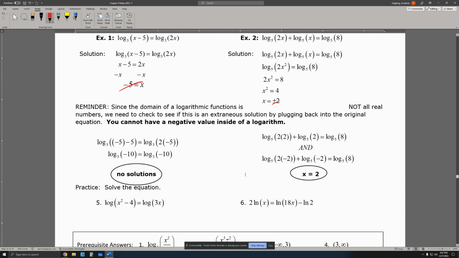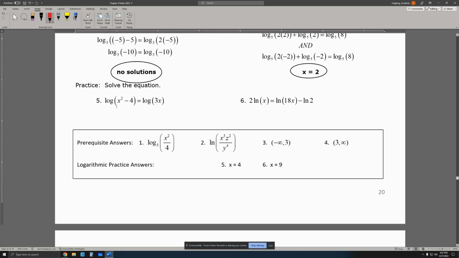All right? Let's get some practice. So let's go ahead and solve this here. I noticed that these are both the common log. There's no base written, so we can assume it's log base 10. Because we have the same base, we can set those arguments equal to one another. x squared minus 4 equals 3x. Setting this equal to 0, we get x squared minus 3x minus 4 equals 0. And this factors to (x minus 4)(x plus 1) equals 0. So I get the solutions x equals 4, x equals negative 1.